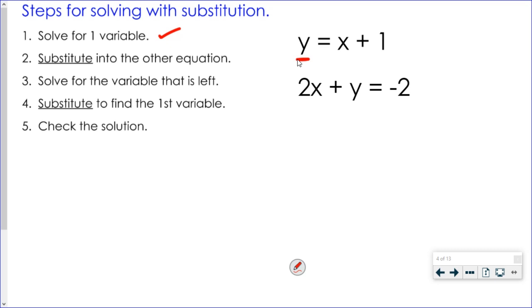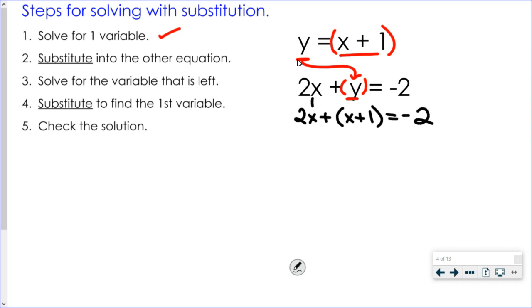Now step two, substitute into the other equation. So here's what I like to do. Put this in parentheses. That's what y equals. And see where y is in the other equation? Instead of y, I'm going to put what's in parentheses. So the 2x is still 2x. But now, y is not y. y is x plus 1. And then equals -2 stays. So that stayed and that stayed, okay?